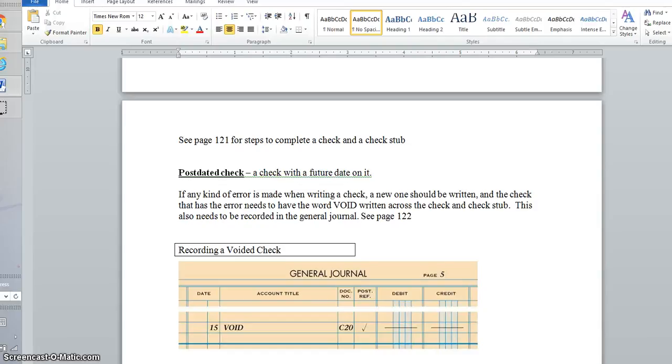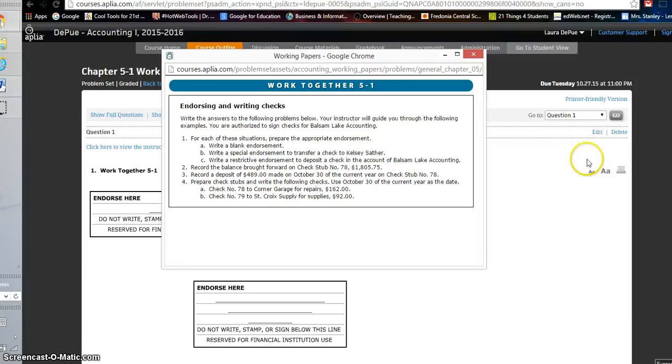So let's go into our Applia problem work together 5-1. So here's our instructions for 5-1 work together. We are authorized to sign checks for Balsam Lake Accounting, so that's the name of our business. So instruction number 1, for each of the following situations, prepare the appropriate endorsement.